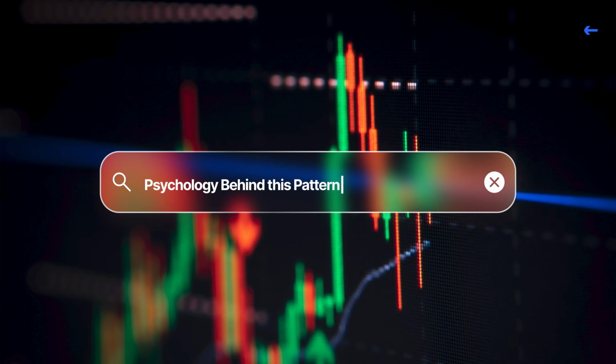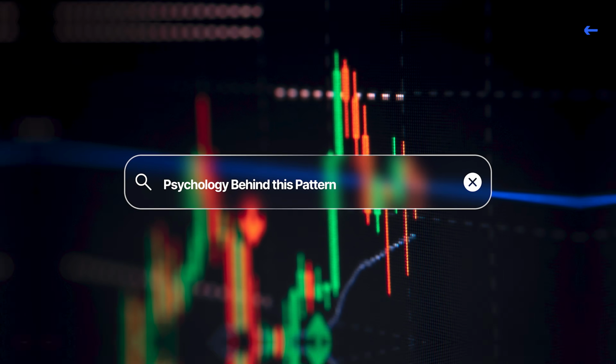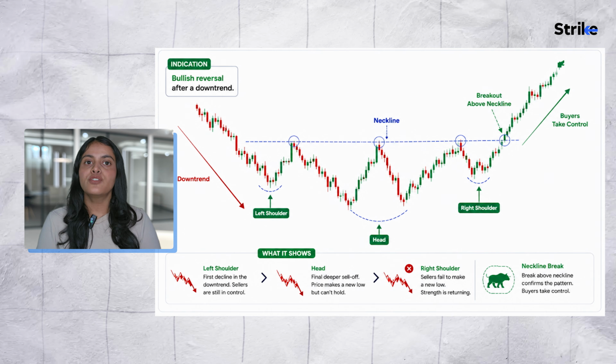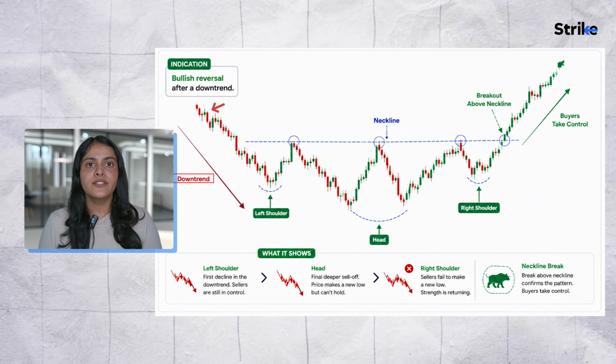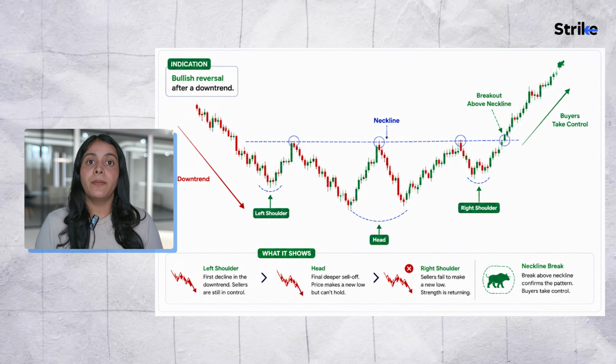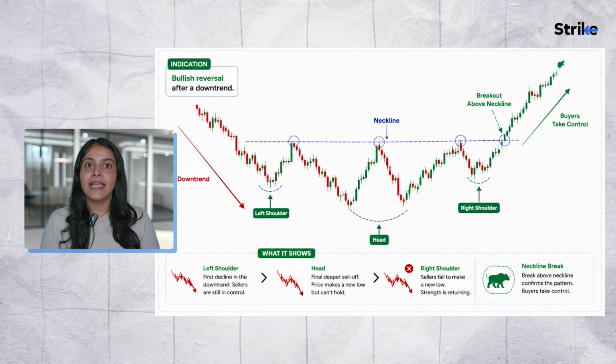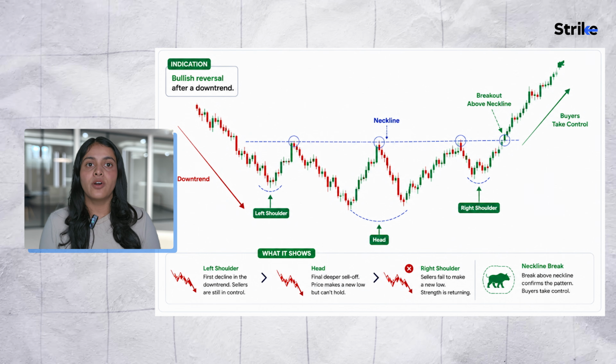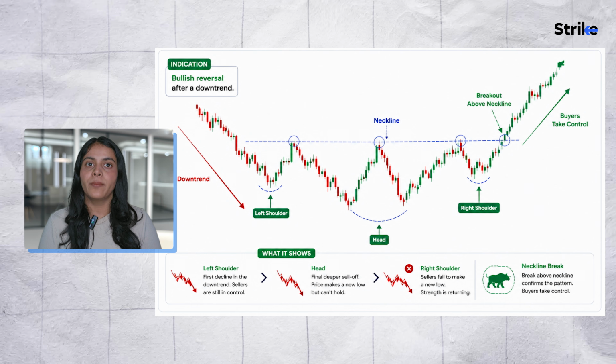Let's understand the psychology of this particular pattern. Firstly, the left shoulder. The market is already in a downtrend. Price falls and forms a swing low. The buyers attempt a recovery bounce. The psychology behind it is very simple because at this stage, sellers still dominate the market.